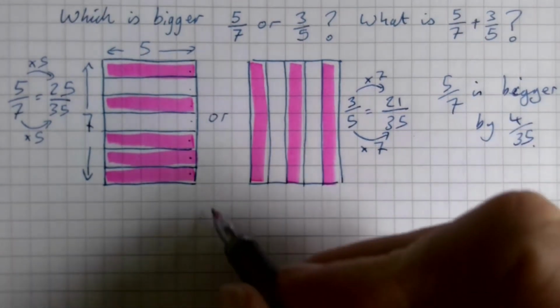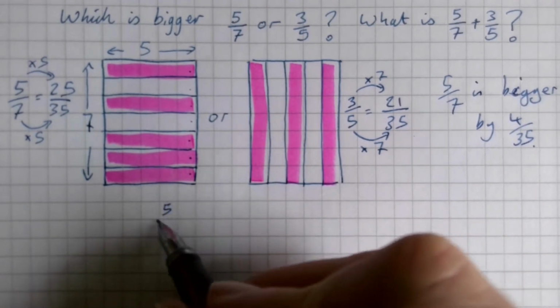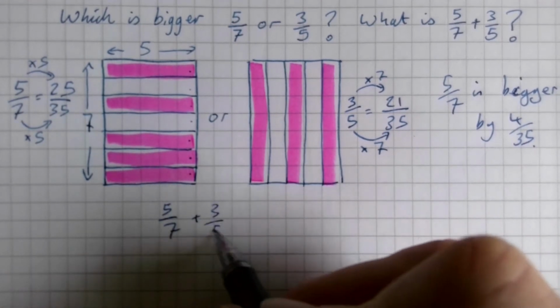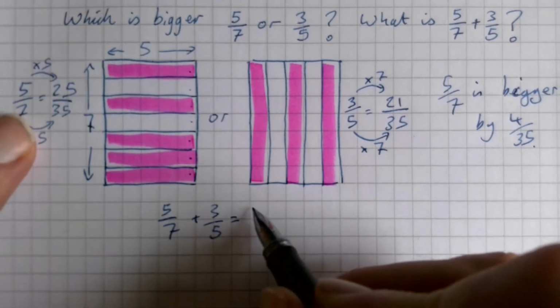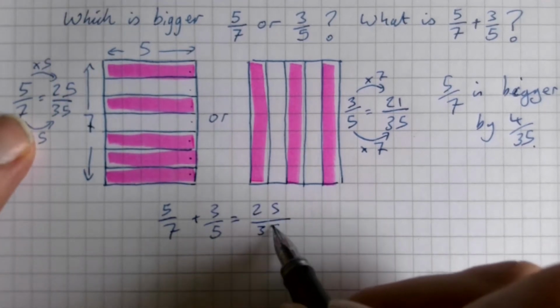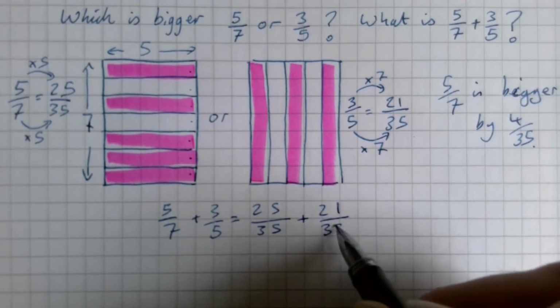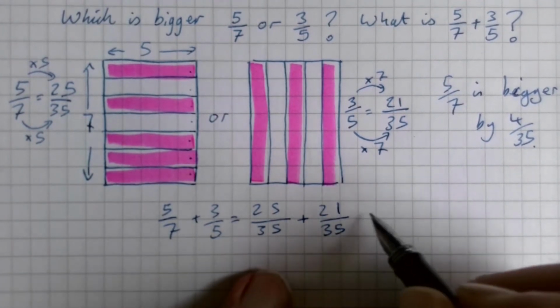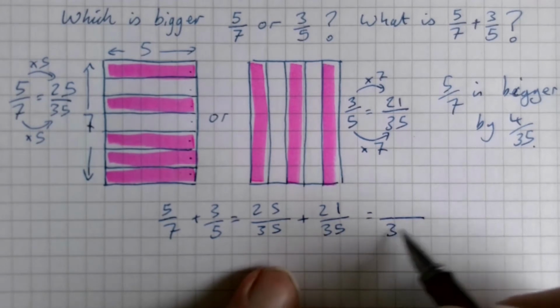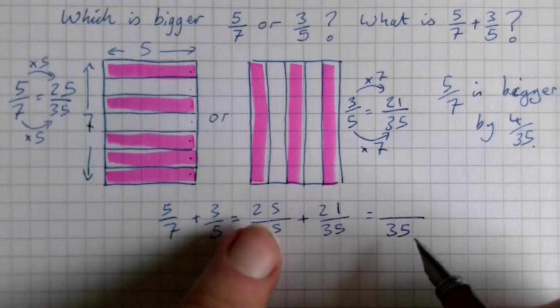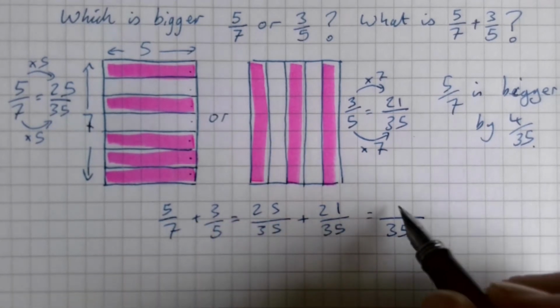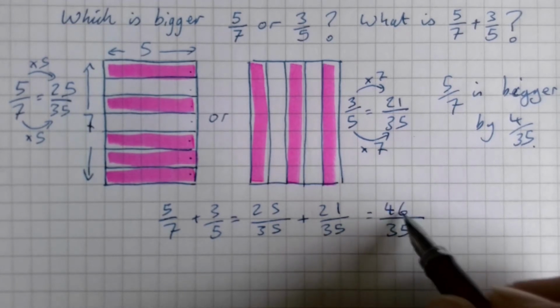And what is 5/7 plus 3/5? Well, we can say that the 5/7 is 25 over 35 and the 3/5 is 21 over 35. Now that we've got the size of the pieces, the new denominator's the same, we can add how many we've got each time. So I've got 25 and I've got 21. That adds up to 46.